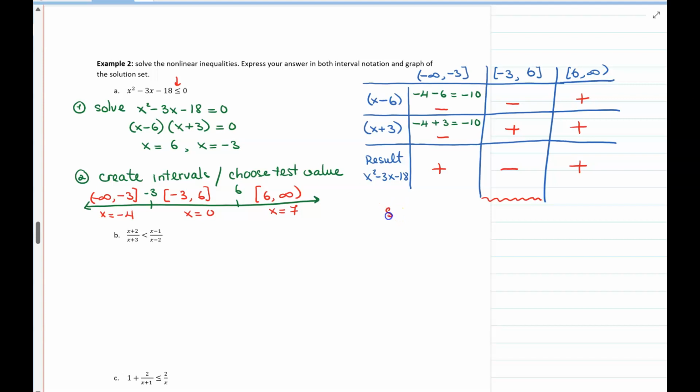So then here we get the solution in interval notation. It's from negative 3 to 6. And the graph, negative 3 to 6, including the two endpoints.